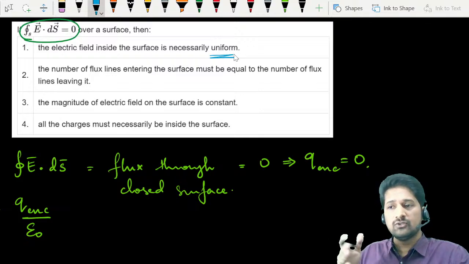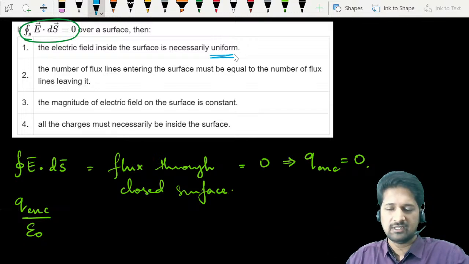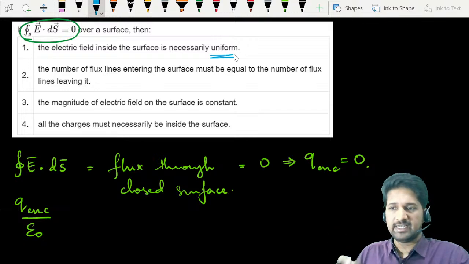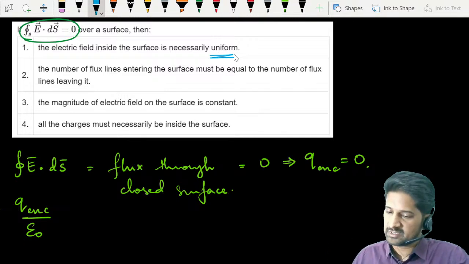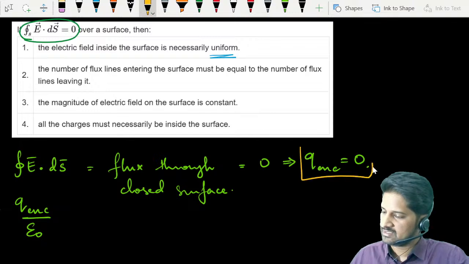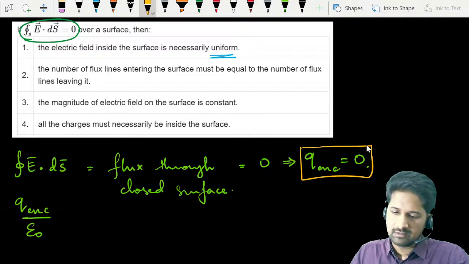Now the first option is saying the electric field inside the surface is necessarily uniform. Whether the field is uniform or non-uniform depends on the distribution of charge. But on the basis of net flux, we cannot comment on the distribution of charge. We can tell how much is the total charge inside the surface, but we don't know the distribution. So field uniform hai or non-uniform hai, we cannot comment on that.